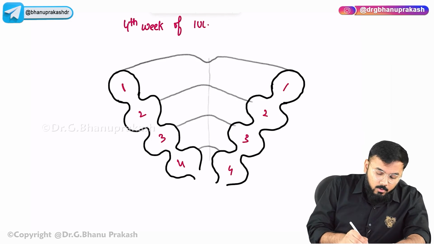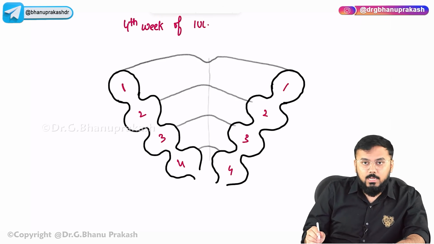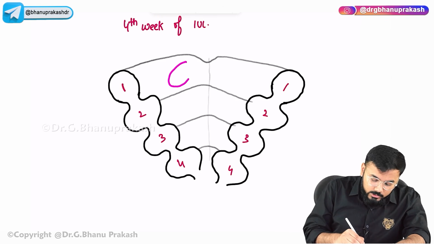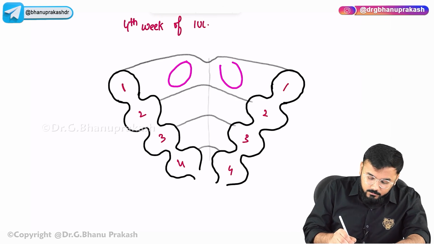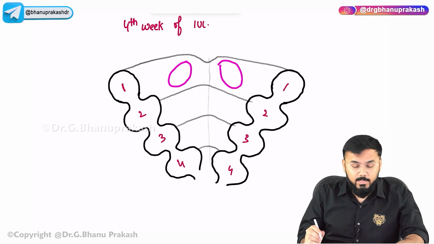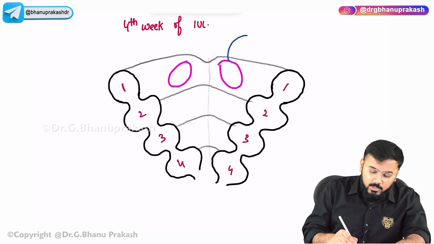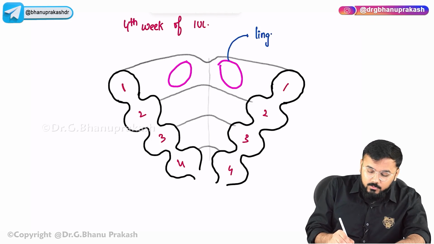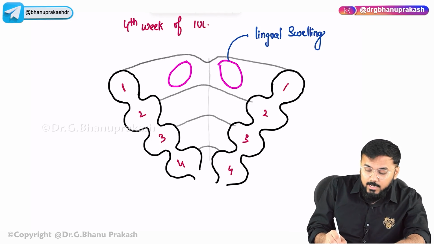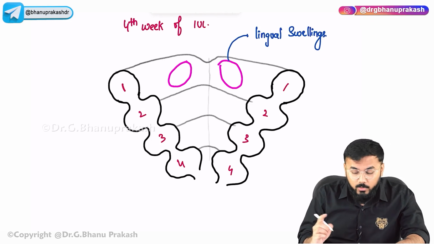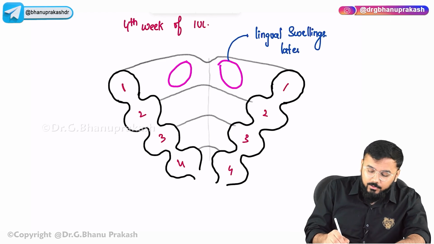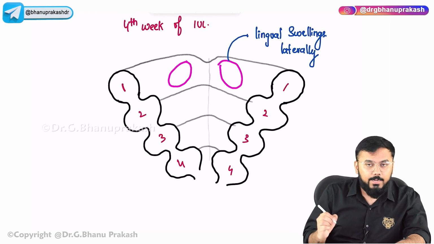Now coming to the first arch, near the first arch there are two swellings over here. These swellings are called lingual swellings. Where are these lingual swellings located? Only one? No, two. They are located laterally. Lingual swellings are located laterally.